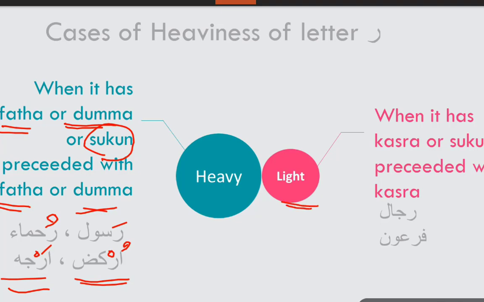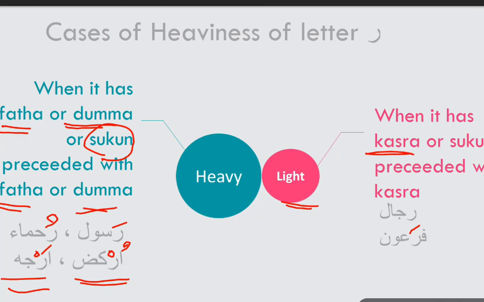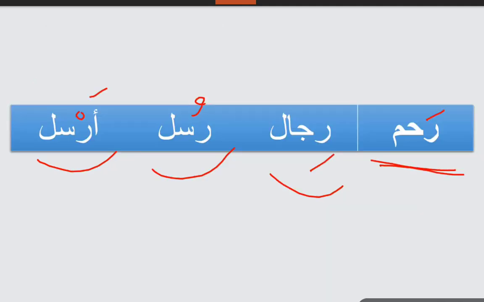So when it has kasra, like ri, rijal. And the next, when we have sukoon preceded by a kasra. So here we have ra sukoon preceded by kasra, so it will be fir'aun, like this. Okay, let's stop here today.